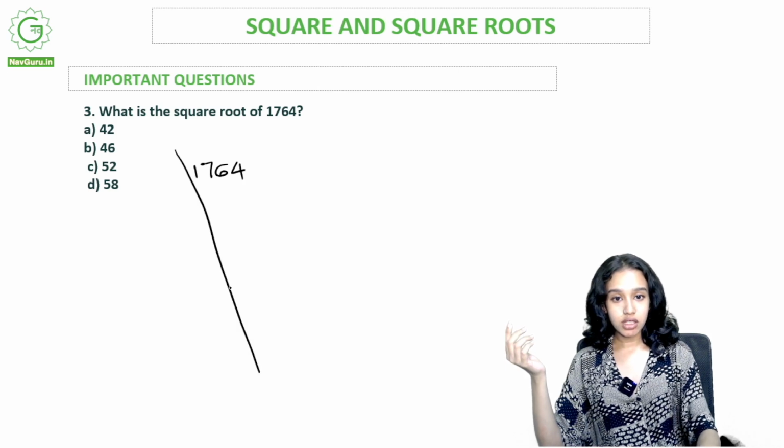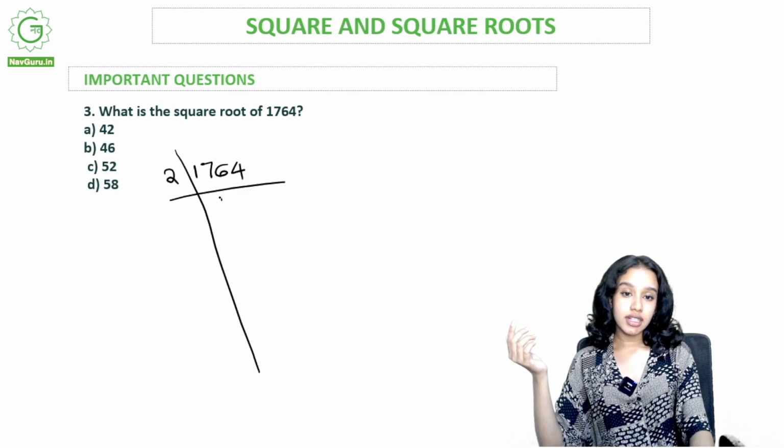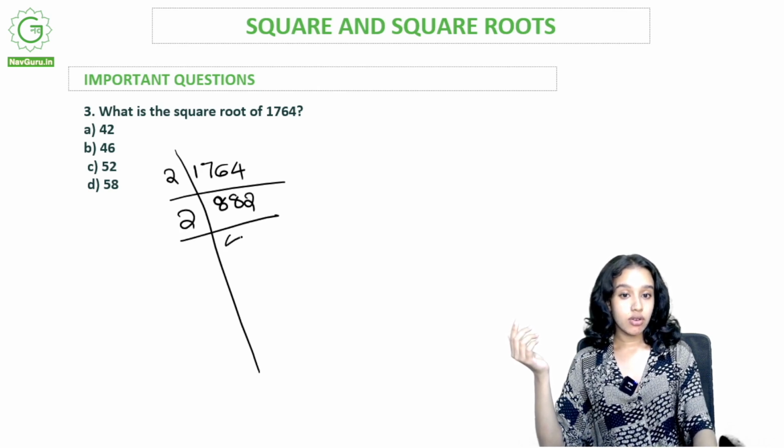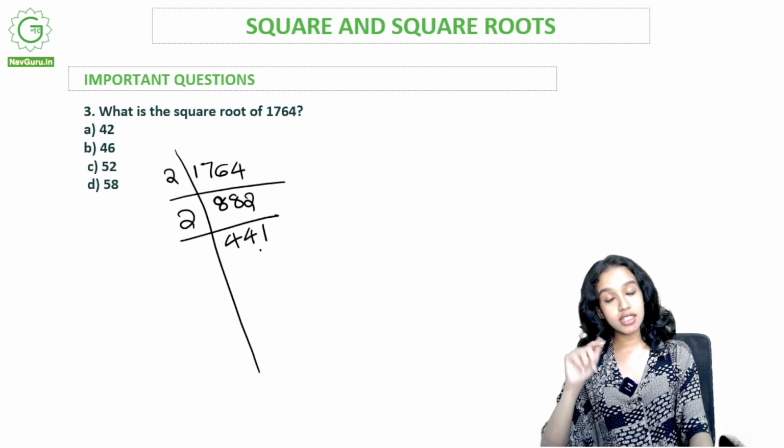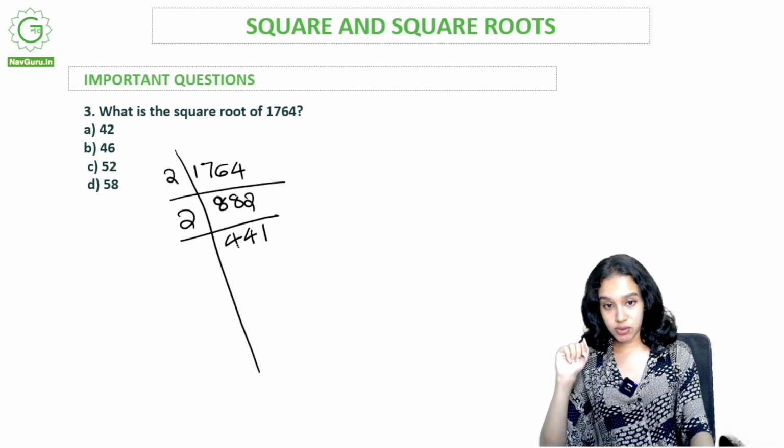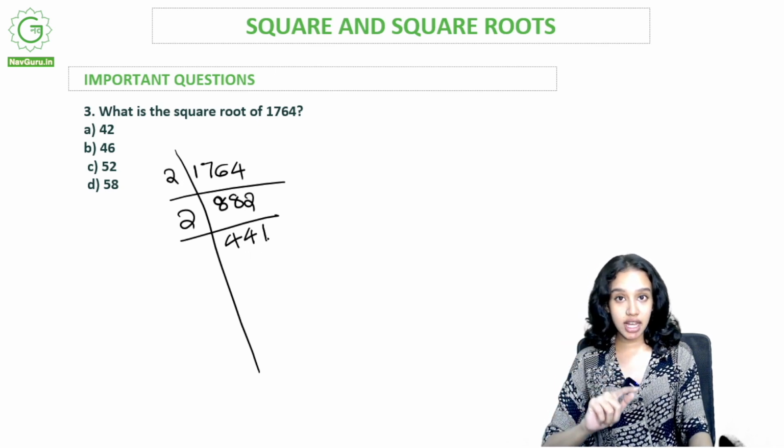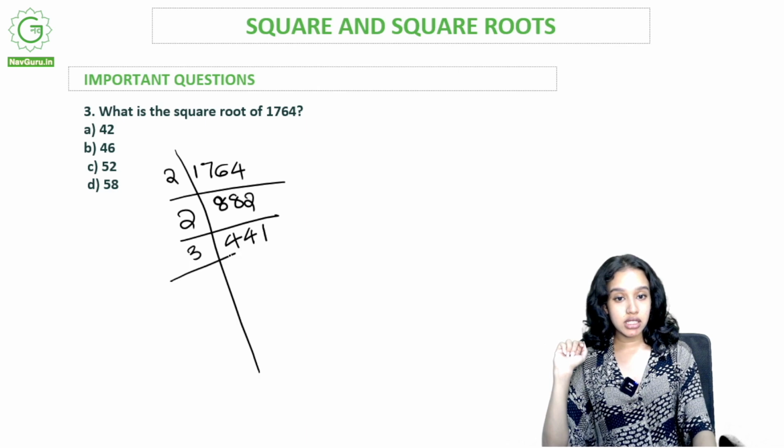1764. Now prime factorizing, it's divisible by 2. So 8 twos are 16, 16, 2 again, divided by 2, 441. Now, is it divisible by 2? No. Is it divisible by 3? Yes, it is, because 4 plus 4 is 8 and 8 plus 1 is 9. And 9 is divisible by 3. So let's divide this by 3. 1 times 3 is 3. 1 balance, 14. 4 threes are 12. 2 balance, 21. 7 threes are 21.